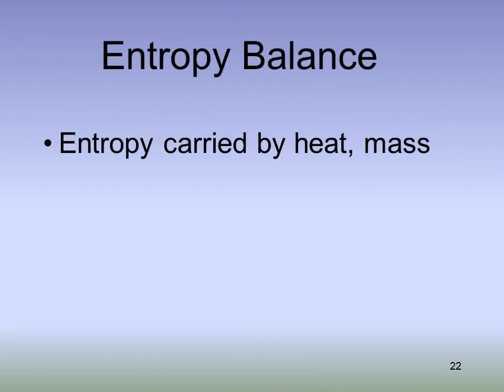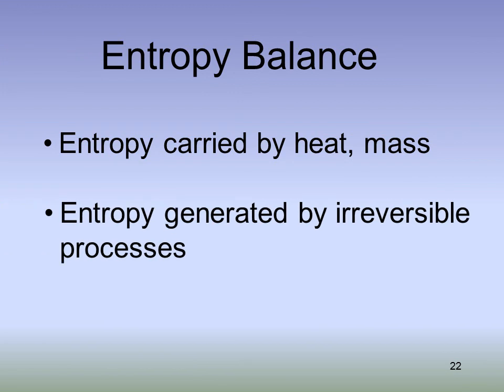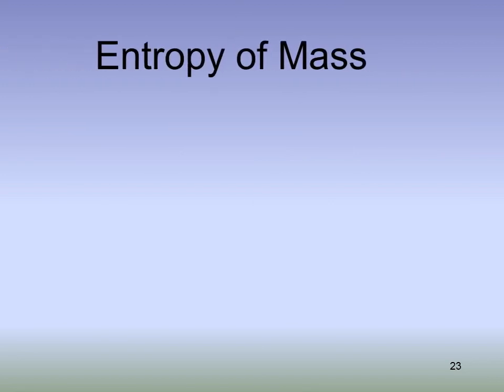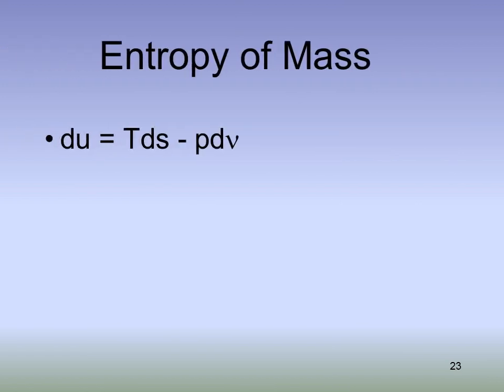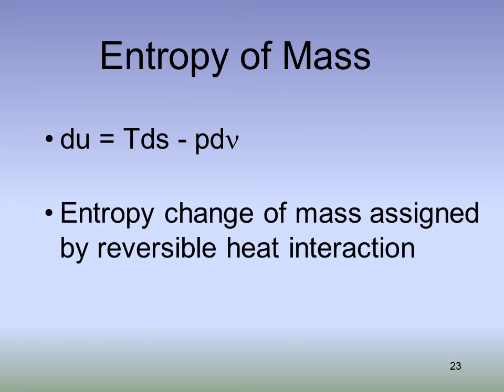So the entropy balance, to summarize: entropy can be carried by heat or by mass. Entropy is generated by irreversible processes. We looked at how we calculated the entropy of mass. It came from the idea that you add heat reversibly, and we came up with this fundamental property equation that gives us how ds is determined. The entropy change of mass is assigned by reversible heat interaction, and then we go from there.